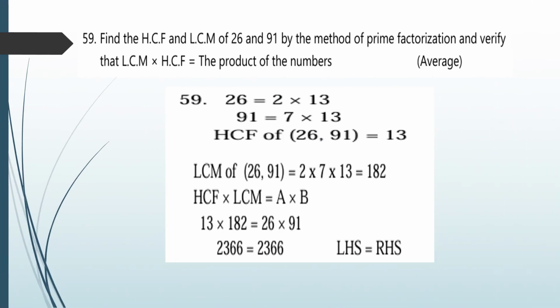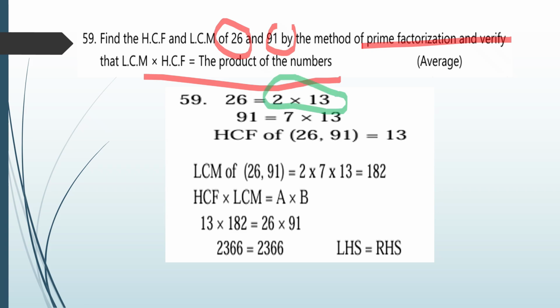Question number 56. Again, it is similar to that only. 26 and 91 is given. Do the prime factorization method and find the LCM and HCF and the product of the numbers. Again, by using the prime factorization method, you will get 2 into 13 as the factors of 26 and 13 into 7 as the factors of 91. HCF is 13 here.